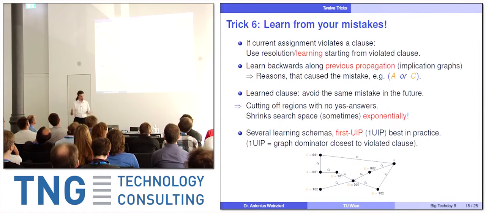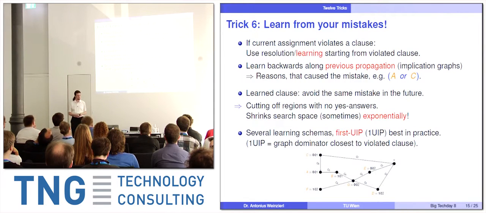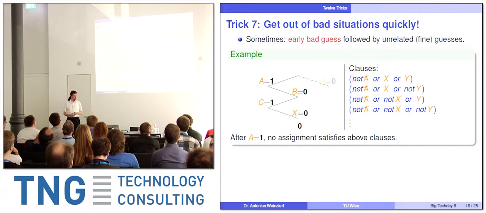Now then, of course, there's the question, okay, what do I really learn now? Which clause should I learn, and how do I use this data? It turned out that some learning scheme, which is called the first UIP, is the best in practice. First UIP is like the graph dominator closest to the violated clause. This is this node here in this specific graph. But let's go to the next trick.